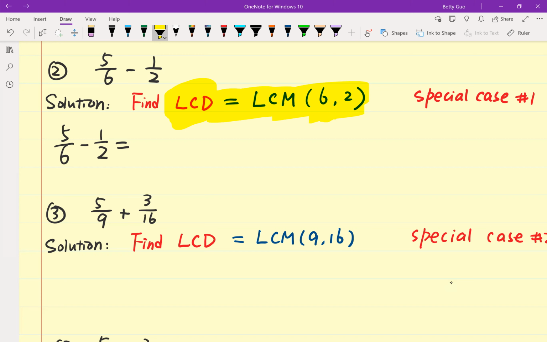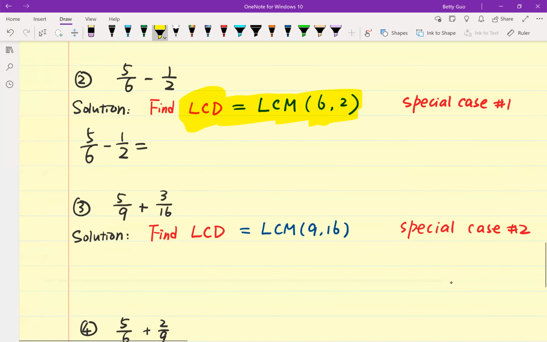So when you add or subtract fractions without the same denominator, you need to find the least common denominator for the two fractions. The least common denominator of the two fractions is the least common multiple of the two denominators. Okay. What's the least common multiple of the two denominators, 6 and 2? LCM, yeah, you are right, it's 6.